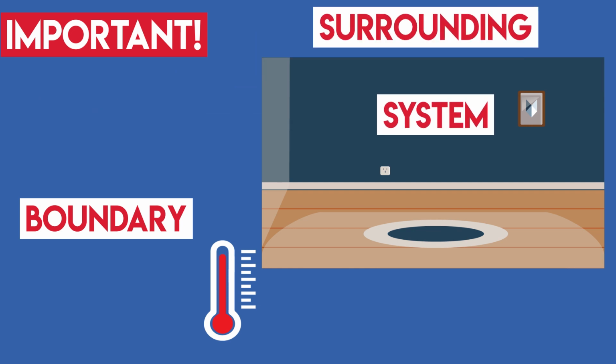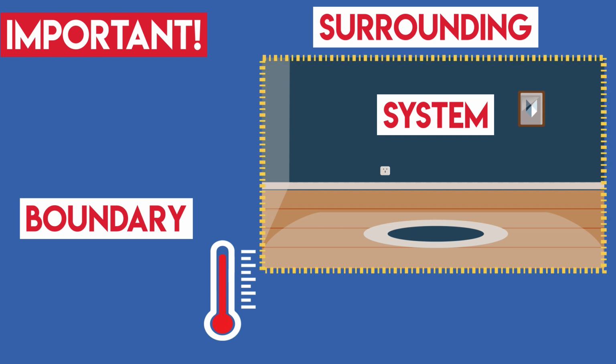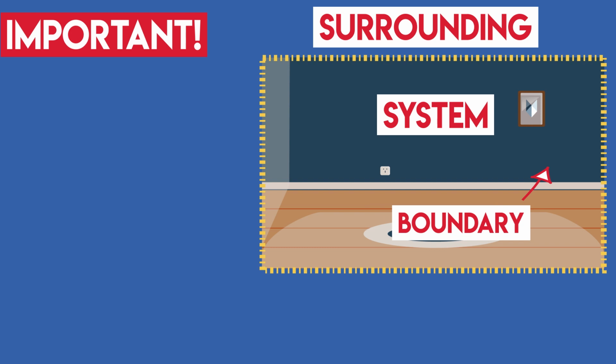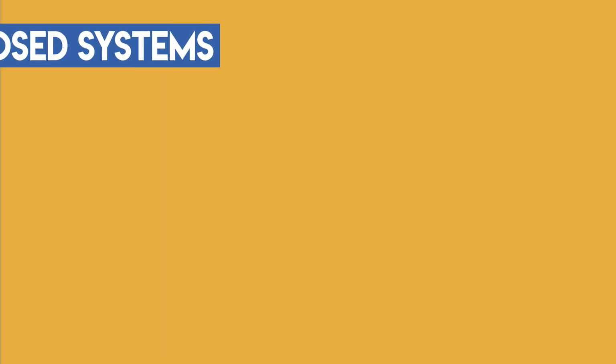A boundary could be physical or imaginary that separates the system from its surroundings. In our case, it's the walls that are separating the room from the rest. So the walls are our boundary. Also, for the sake of simplicity, we'll restrict the examples to closed systems, meaning we'll not consider any mass flow across the boundary of our system.